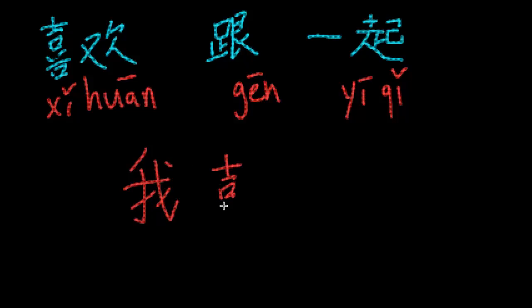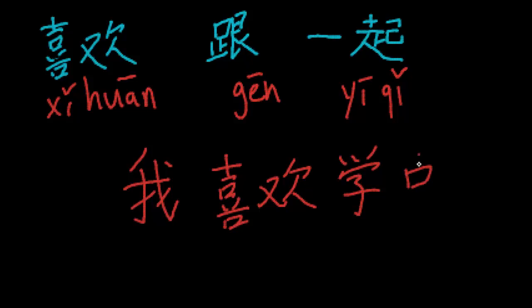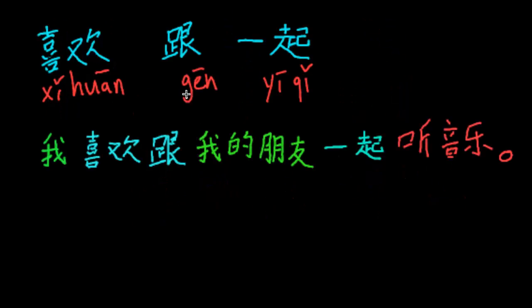我喜欢学中文. So I like to learn Chinese. Let's say you don't like to learn Chinese. Here, all we would have to do is put a 不. 我不喜欢学中文. Okay, that's a simple sentence with 喜欢. But let's say you wanted to say I like to play football.